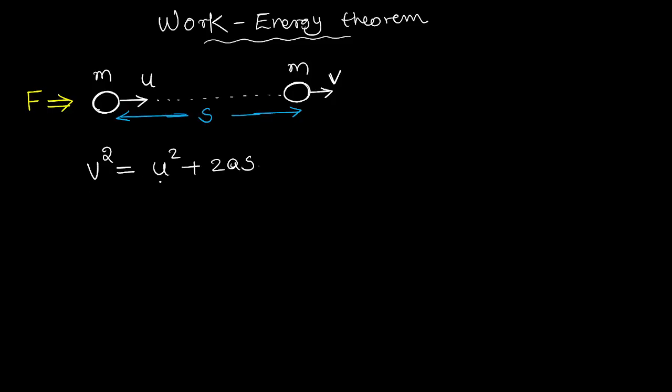So let me do some rearrangement. I am starting the derivation from this formula. U square is taken to the left hand side. V square minus u square equal to 2as.